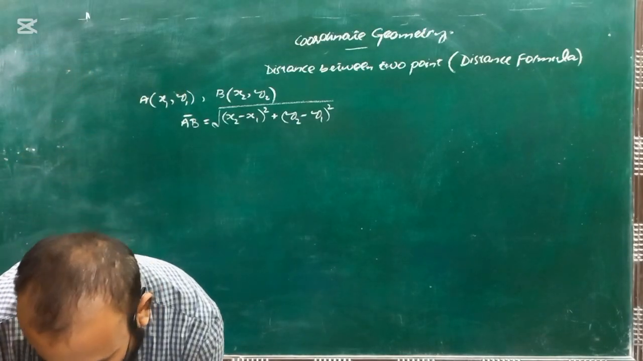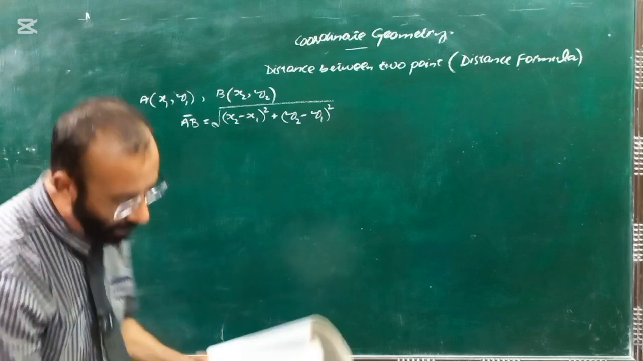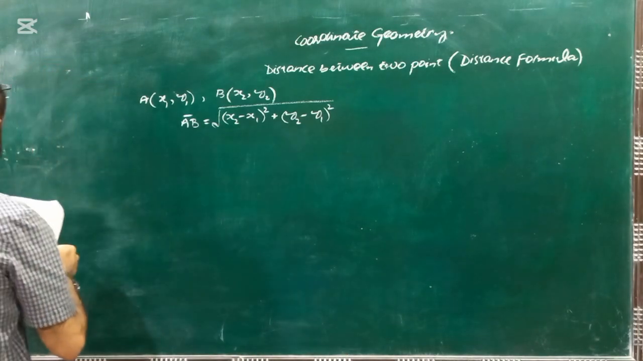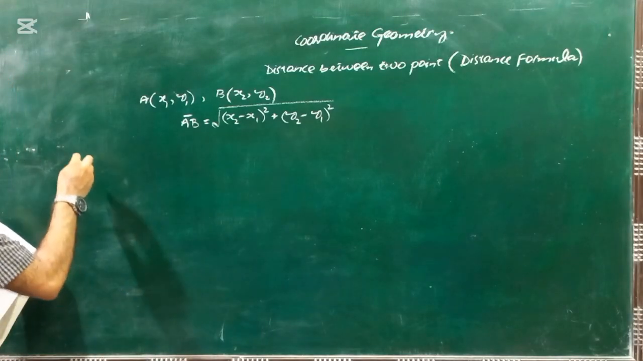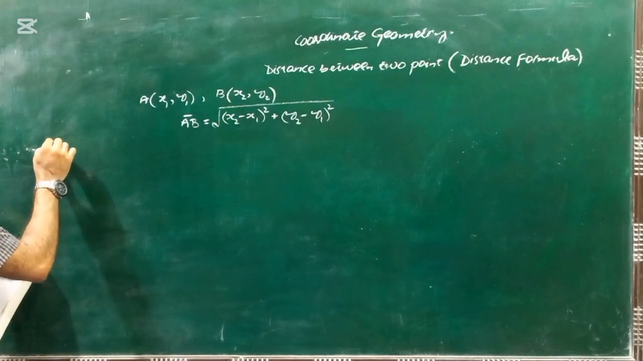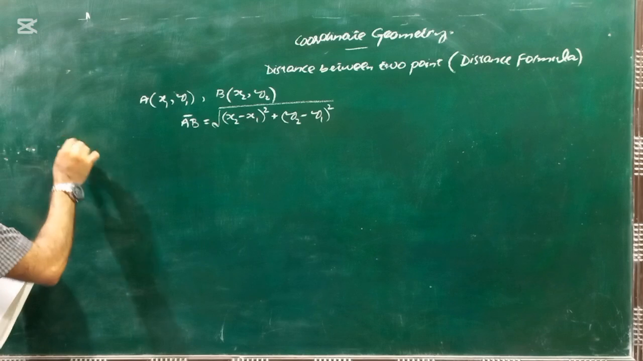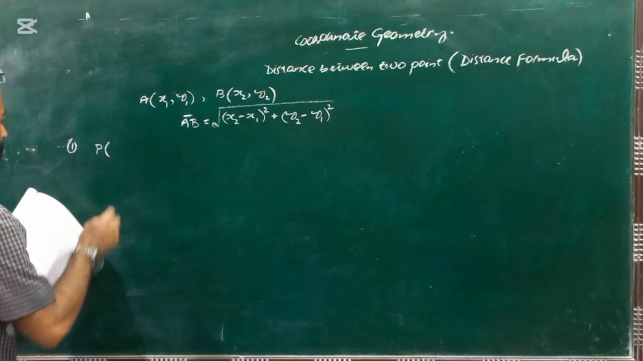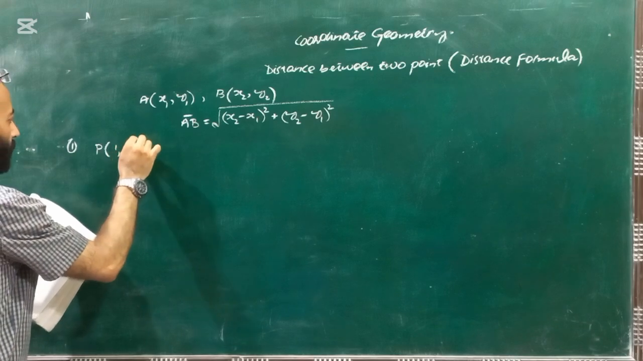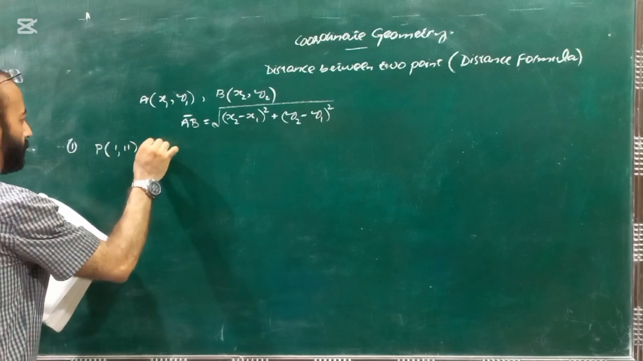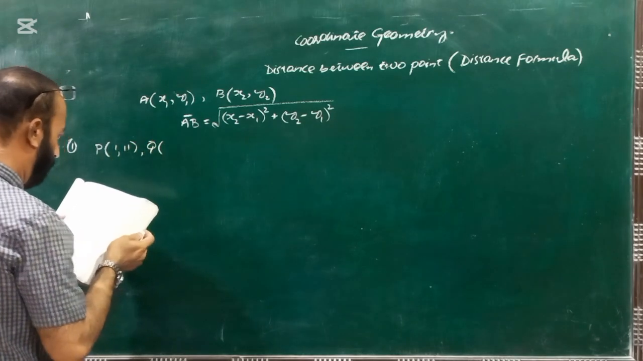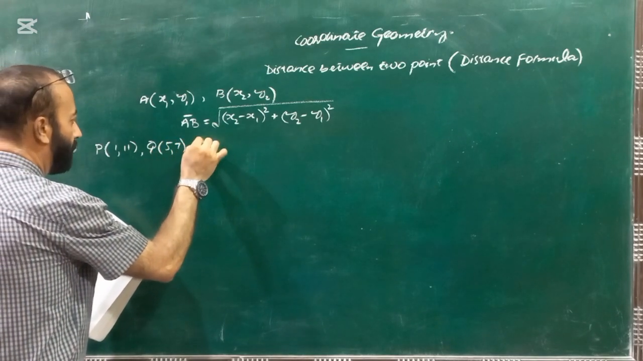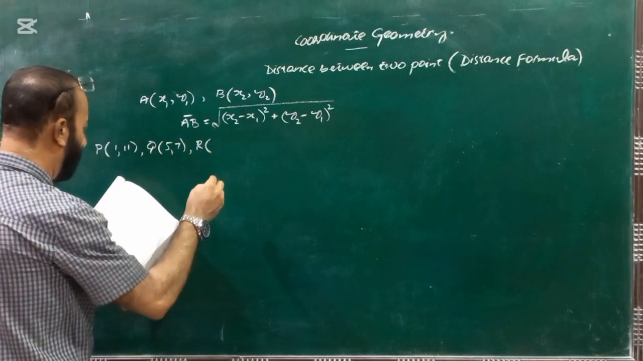For example, if we are given the points P, Q and R. So here are 3 points given. Here is question number 1. P has coordinates 1, 11, Q is 5, 7, and R is 9, a.